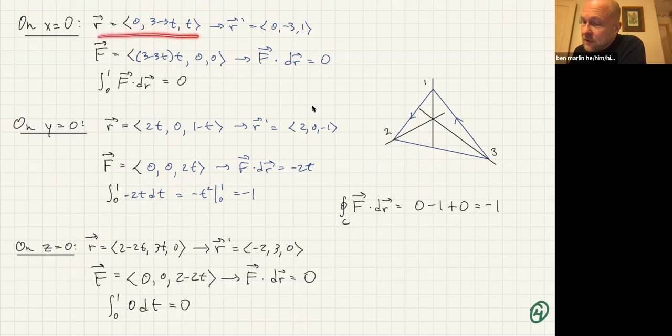Our parameterization when x is equal to 0, then we have to start at the point here that is 0,3,0, and go down to this point that has 0,0,1. So we have 3 minus 3t to get us from 3 down to 0. And then we have t to get us from 0 up to 1. The derivative of that, 0,-3,1.